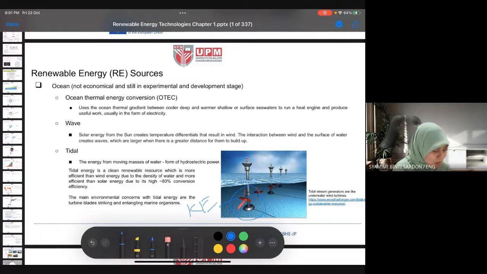So the concept is the same, from one form of energy transformed to another form of energy, except for the constraint, the cons, the weakness of tidal energy: the turbine blades, because it uses turbines to convert the energy, can strike and entangle organisms, all the marine life in the sea.